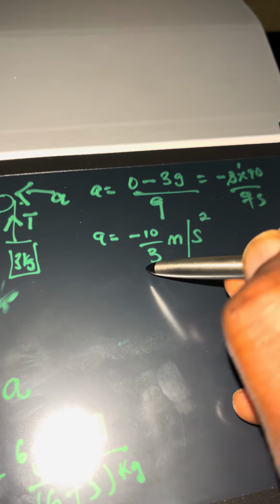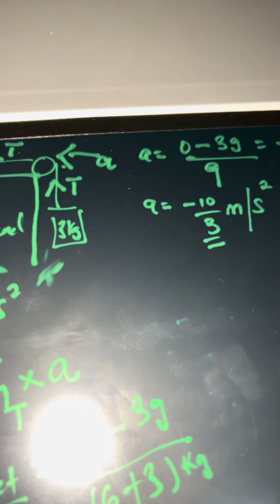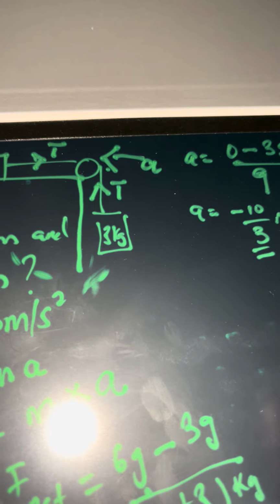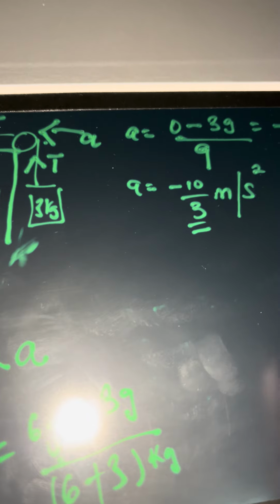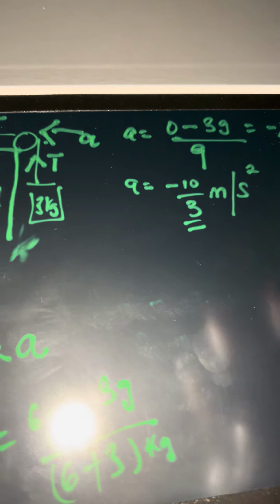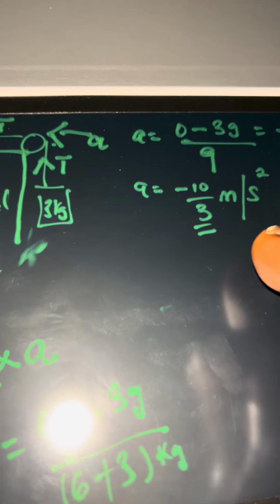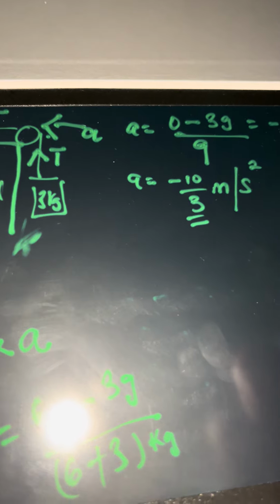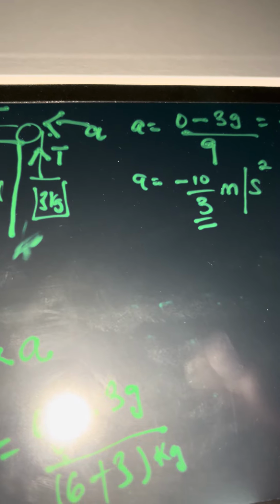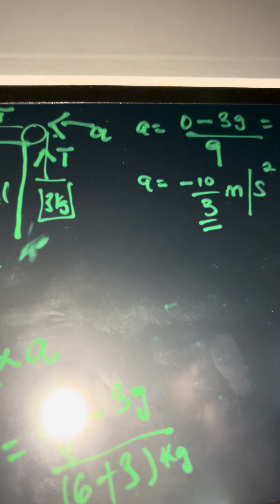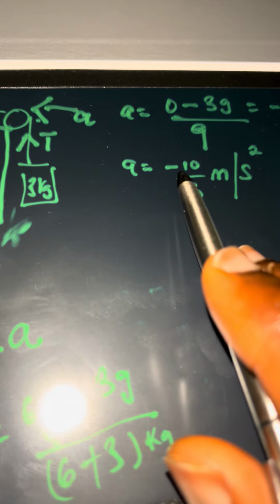In physics, if you don't put your unit, you fail the exam, because the unit shows what you are really solving. Which quantity are you actually solving? So we are solving for the acceleration, which is minus 10 over 3.